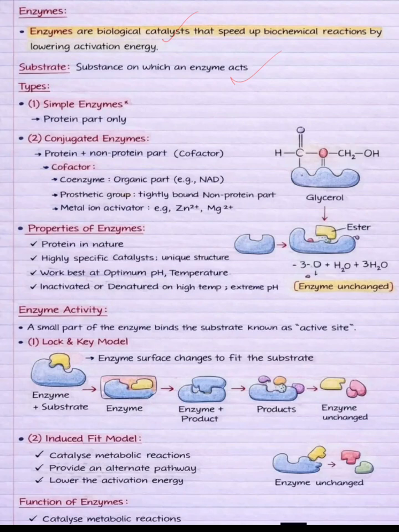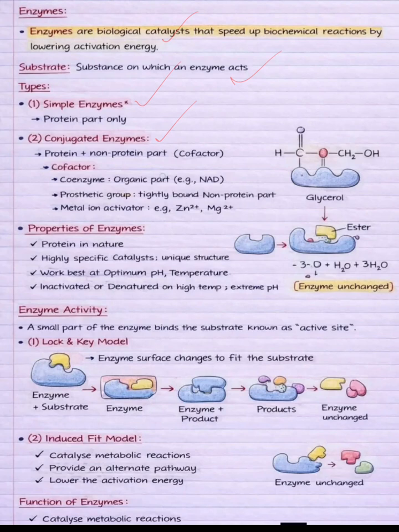Types of enzymes: there are two types of enzymes, simple enzymes and conjugated enzymes. Simple enzymes contain only the protein part, they do not require any additional component to function. Conjugated enzymes consist of a protein part and a non-protein part, also called a cofactor.